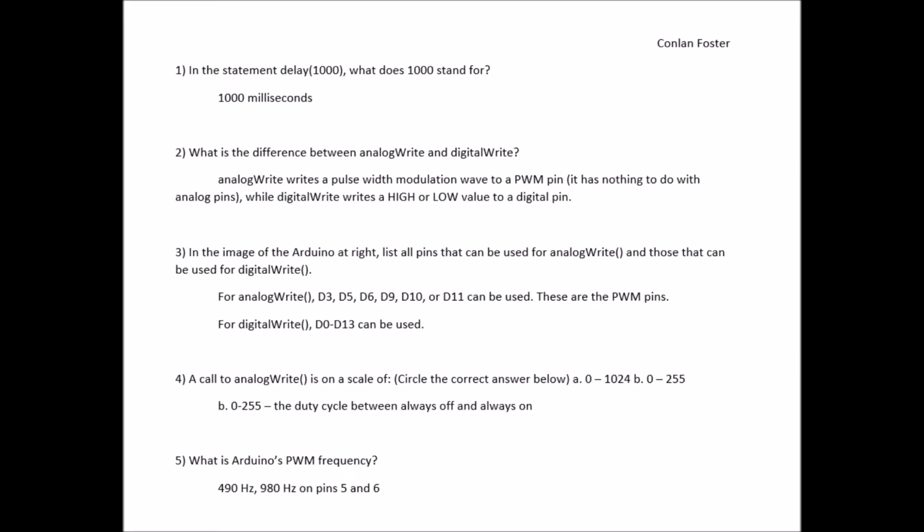A call to analogWrite is on a scale of 0 to 255. This is the duty cycle between always off and always on. The PWM frequency of the Arduino is 490 Hz on most of the PWM pins, but on pins D5 and D6, it is twice that, at 980 Hz.